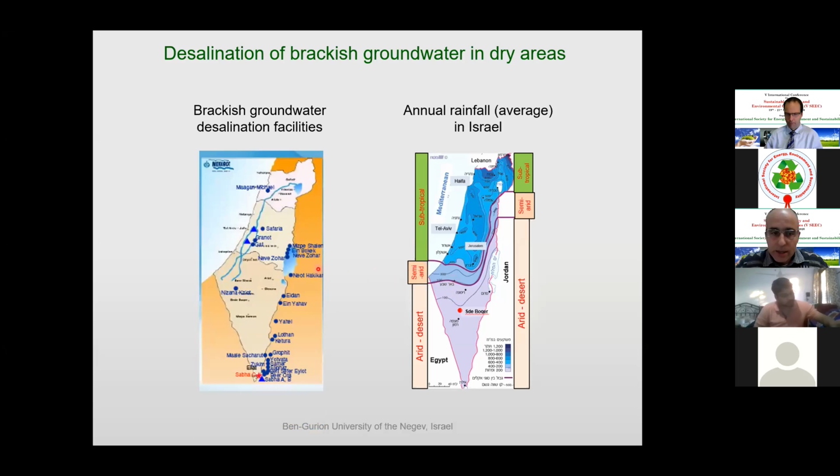So if we look now at the brackish groundwater desalination facilities in the state of Israel, you can see that most of these facilities, almost all of them, are located in the desert, in arid or semi-arid regions. This by itself tells us the importance of these water resources, because in these regions, this is the most reliable water resource.